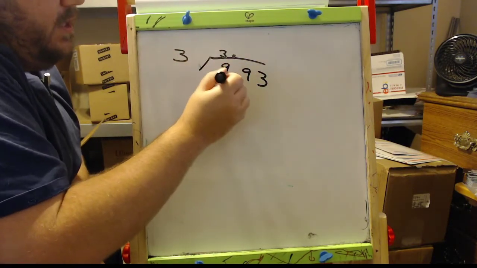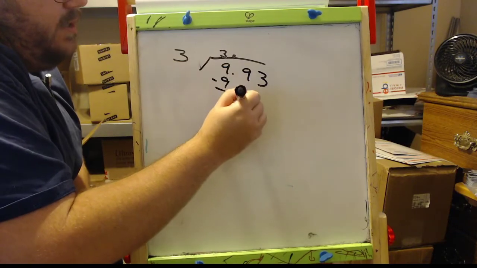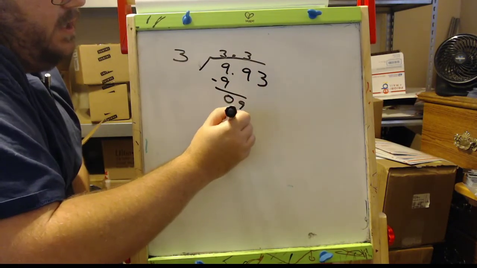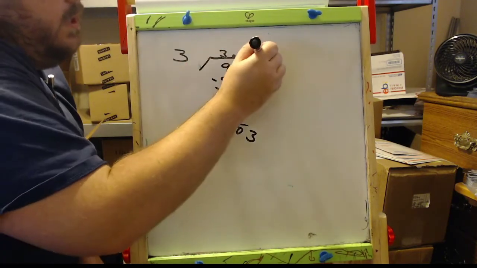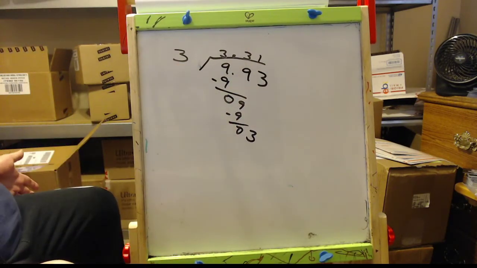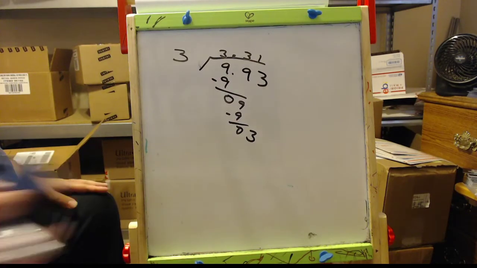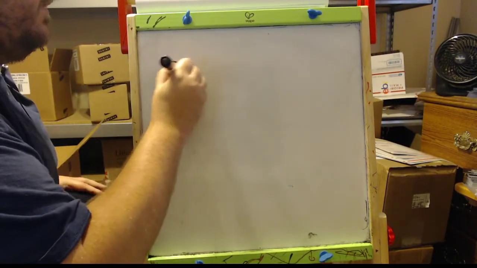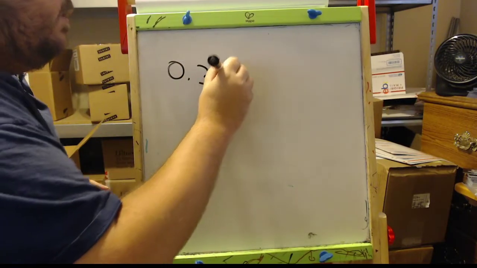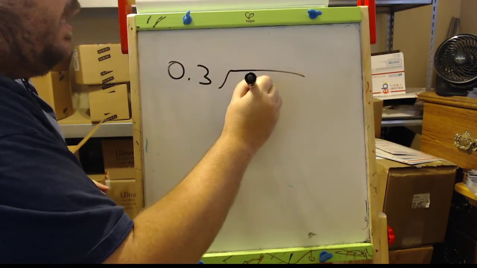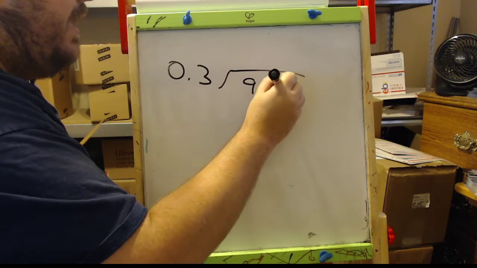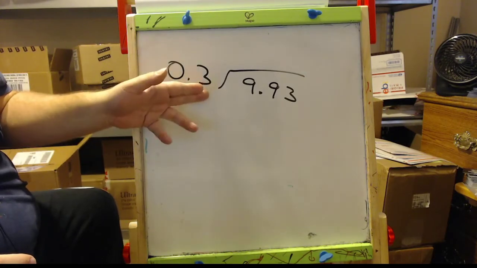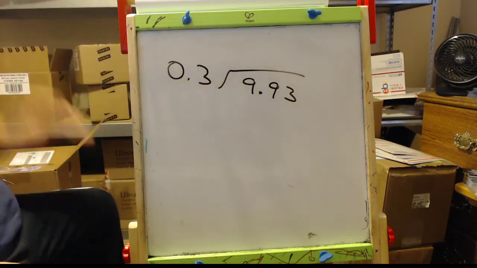3 times 3 is 9. That's 0. Bring down the 9. 3 goes into 9 3 times. That's 9. Bring down the 3. 3.31. Okay. What if, though, I have something like this. 0.3 divided into 9.93. Okay, so 3/10 divided into 9.93.